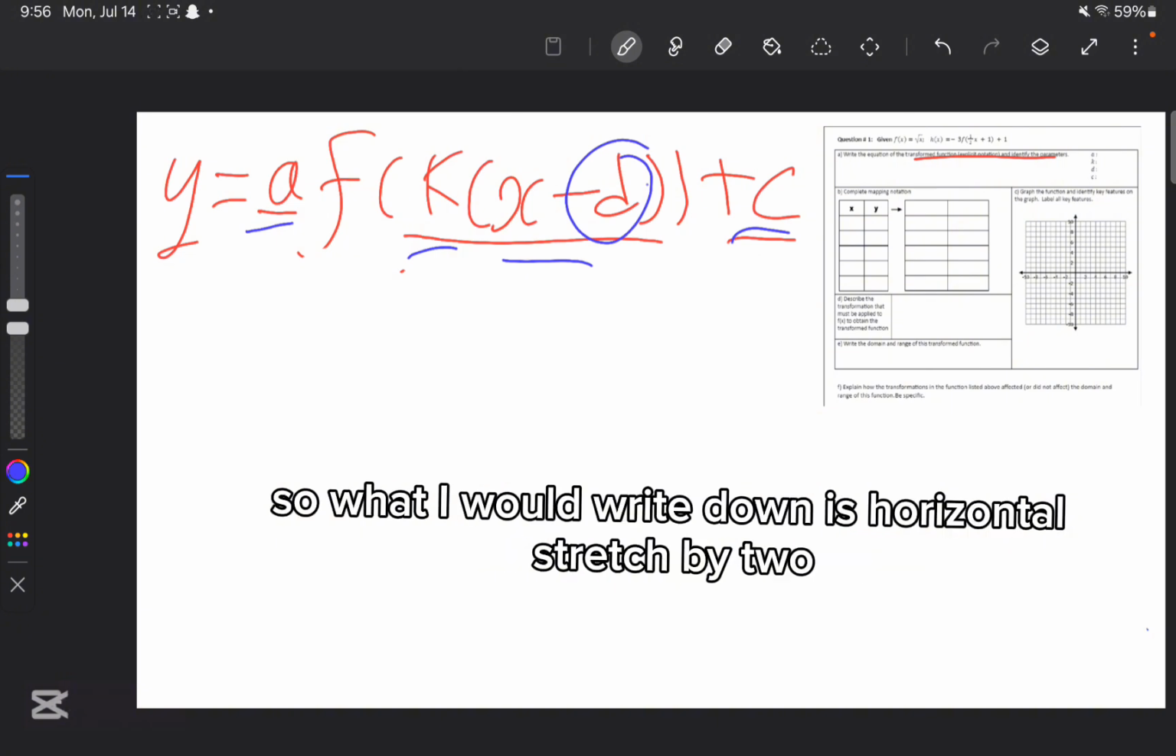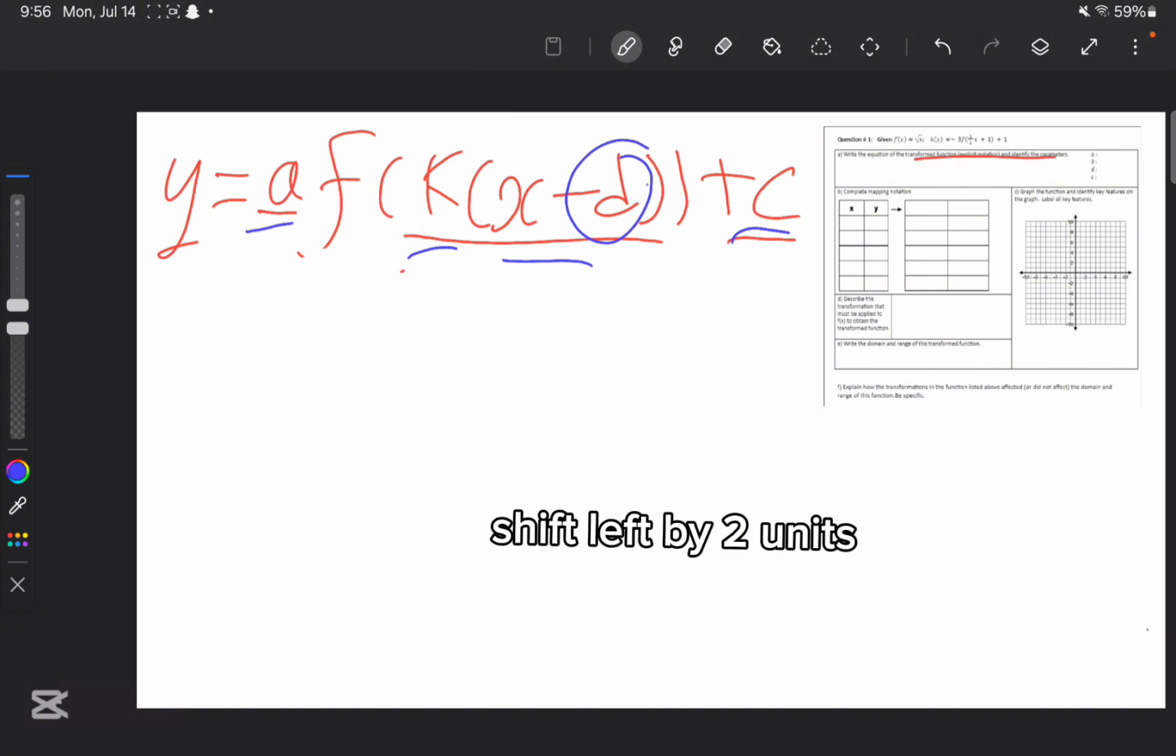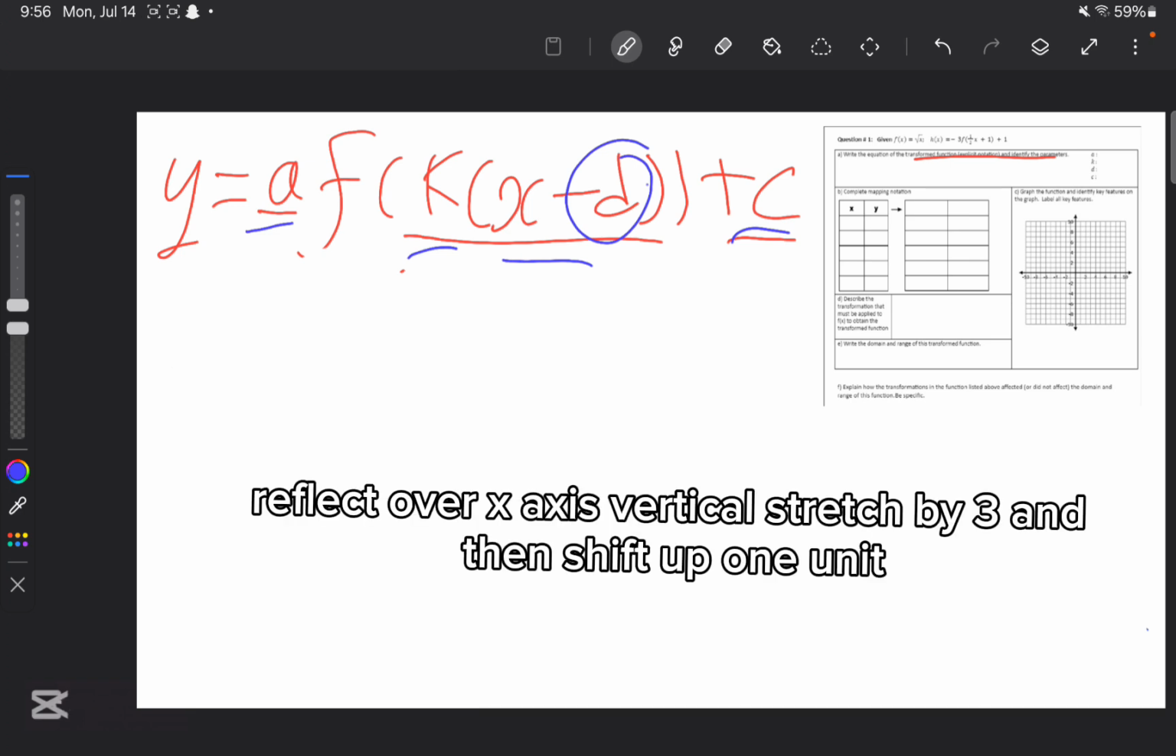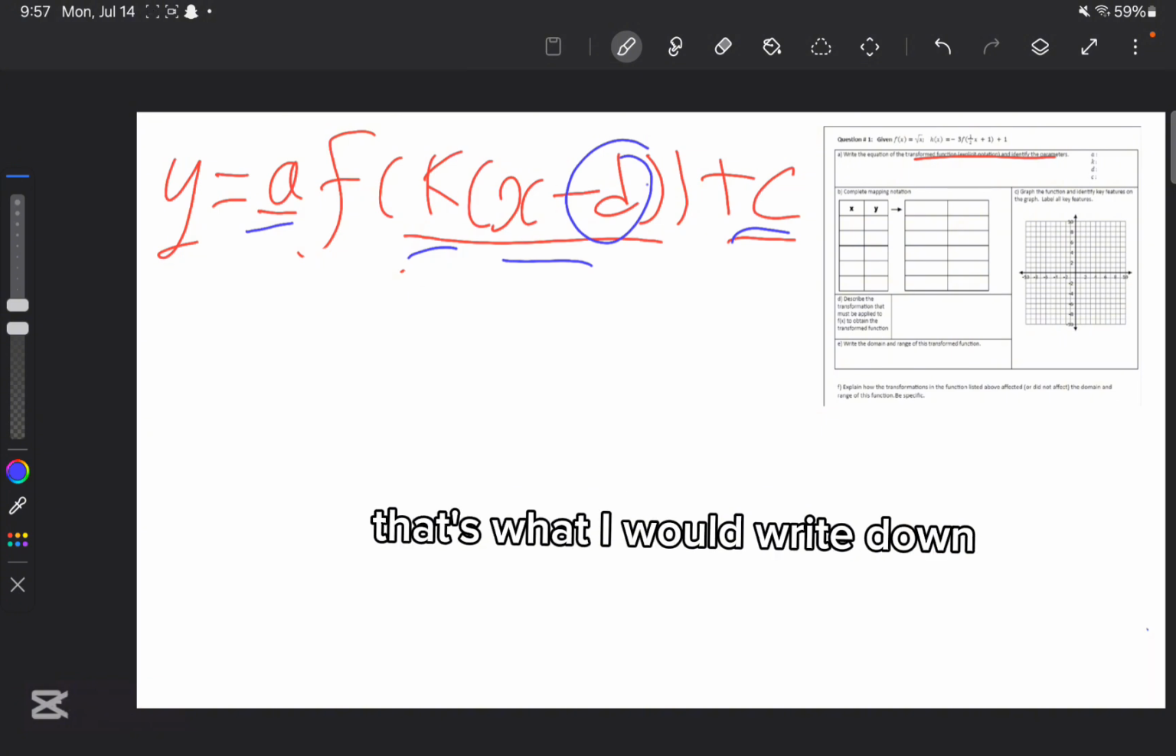So what I would write down is horizontal stretch by 2, shift left by 2 units, reflect over x-axis, vertical stretch by 3, and then shift up 1 unit. That's what I would write down.